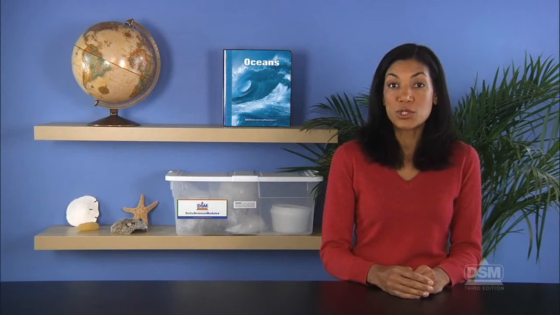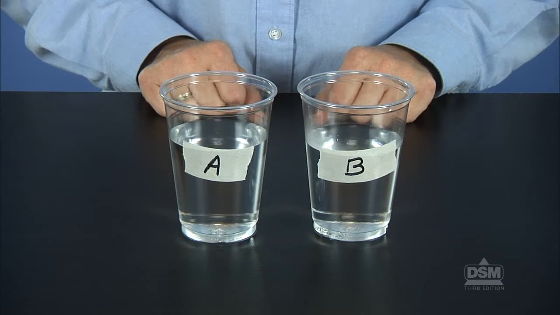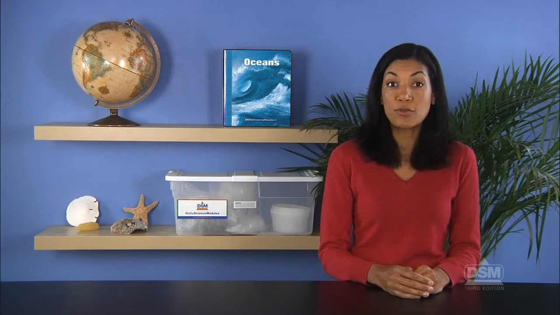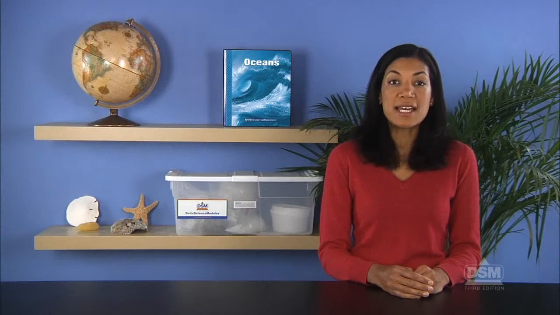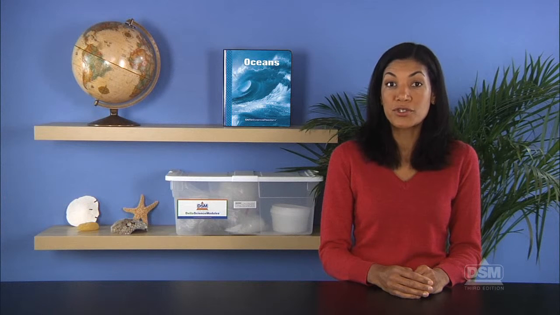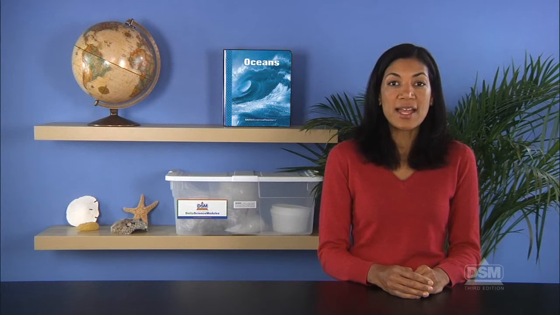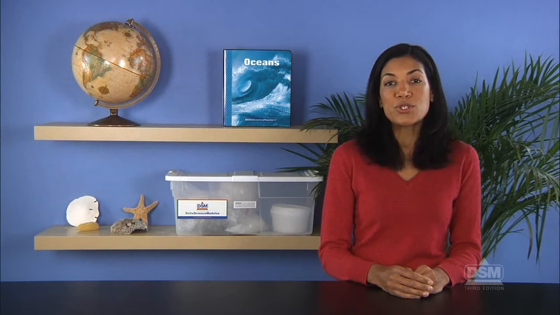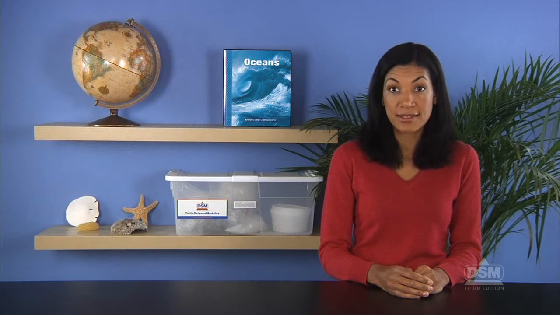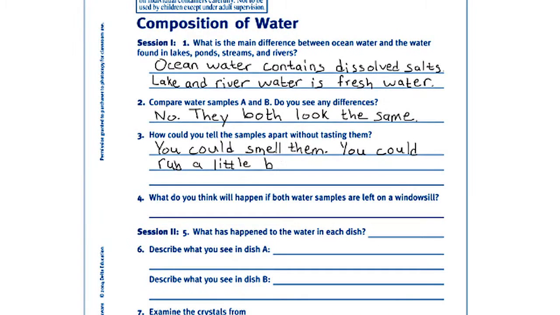Encourage students to visually compare the cups of water and answer question 2. Guide students to understand that while fresh water looks no different from ocean water, they are definitely different substances. This is because ocean water contains dissolved salt. Explain that to dissolve means to thoroughly mix with and disappear into another substance. Make sure students know that they are not to taste these substances, and then instruct them to answer question 3 on their activity sheets.